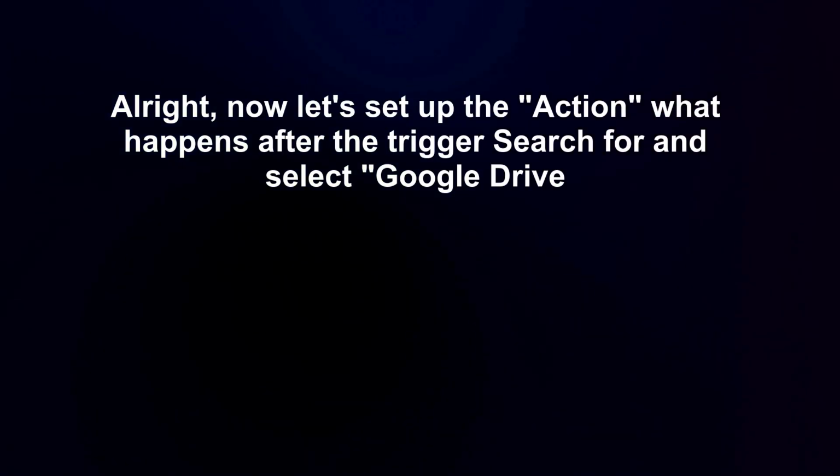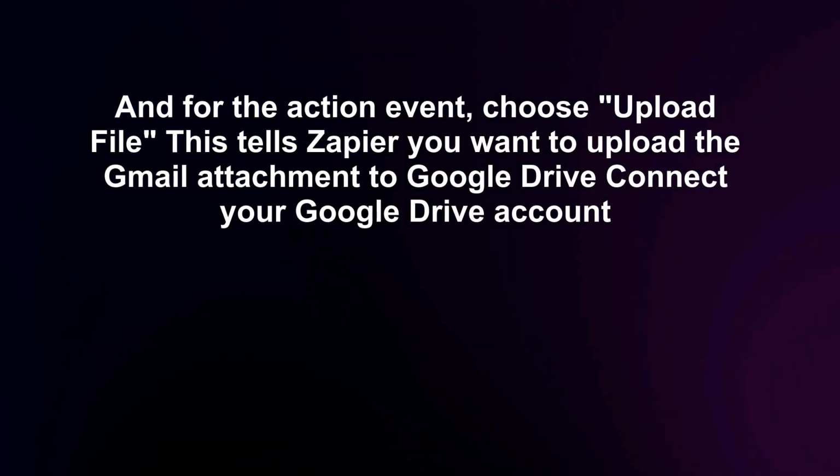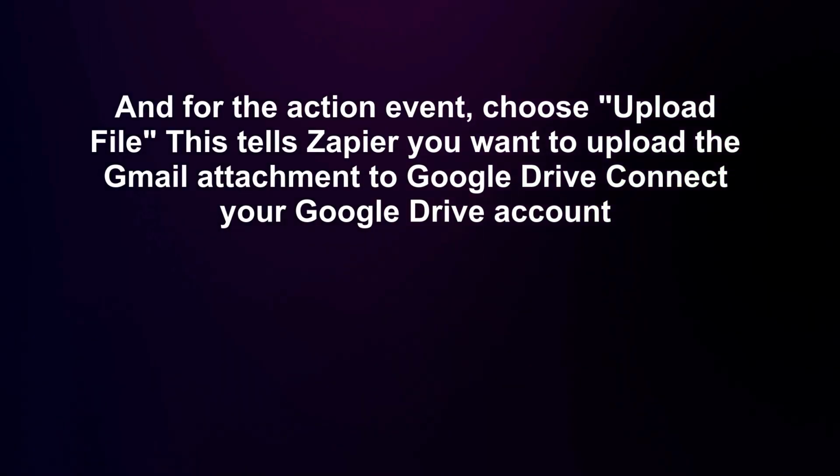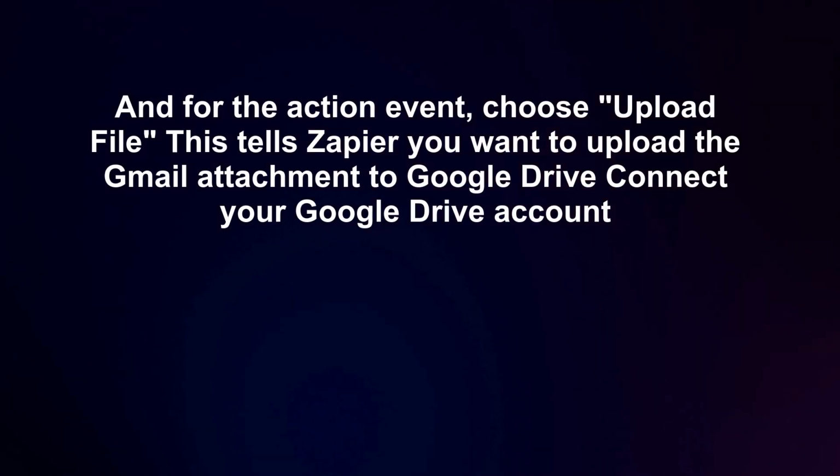Alright, now let's set up the action. What happens after the trigger? Search for and select Google Drive. And for the action event, choose Upload File. This tells Zapier you want to upload the Gmail attachment to Google Drive. Connect your Google Drive account.